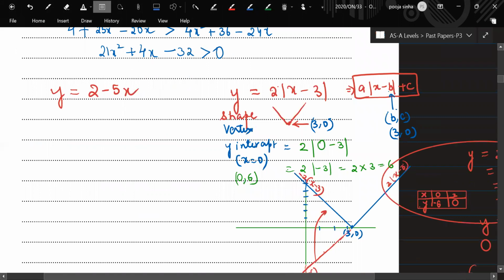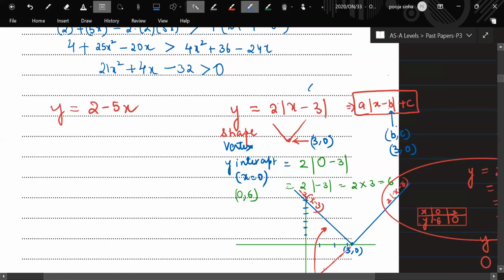Here, luckily for us, the question is already in the standard form. So we know A is 2, B is 3, and there's no C. That C is actually a 0. So we know the shape of the graph is going to be V-shaped. It's +2, so it's positive, so it's an upward shape. Then we have to find the vertex.